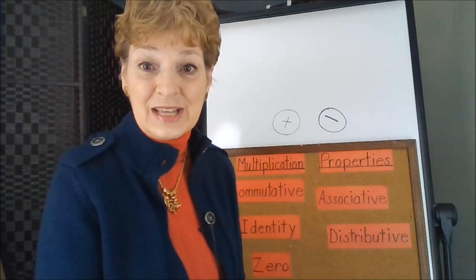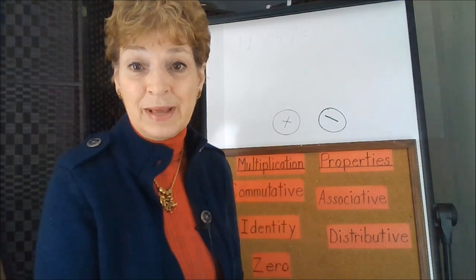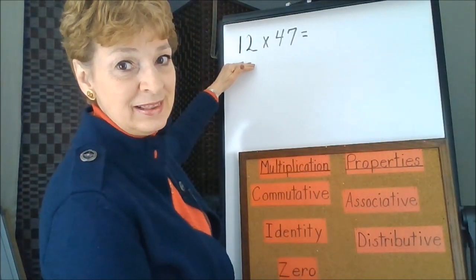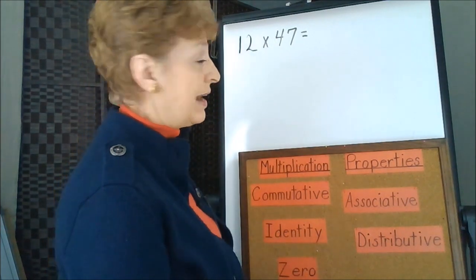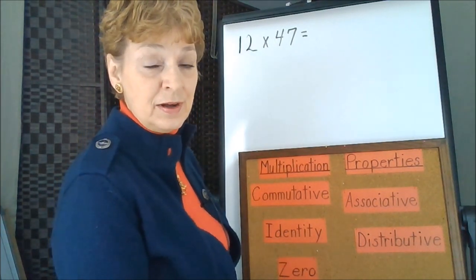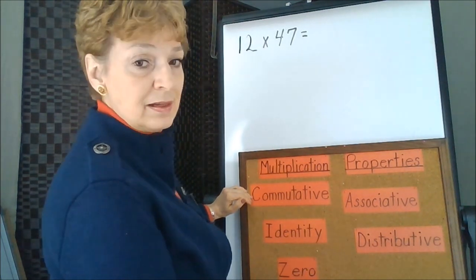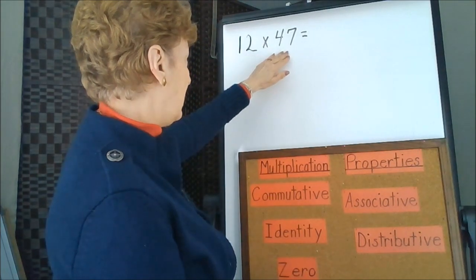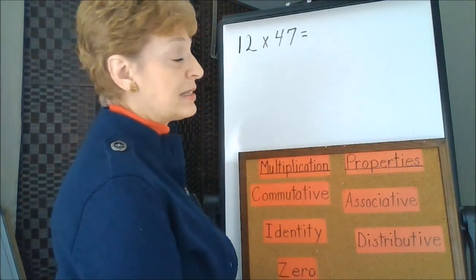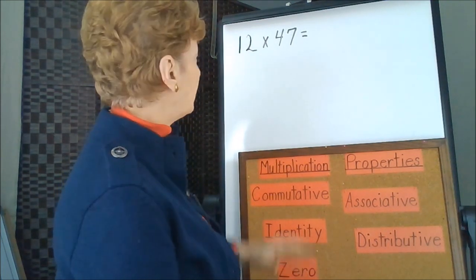Let's take a look at some of the examples using the different properties, and I'll explain them as we go along. Do you remember when we were doing these problems, 12 times 47, and I asked you if you wanted to keep it or flip it? I was really talking about the commutative property. And why would you want to keep it or flip it? There was an easier way to do it if you followed one of the other rules.